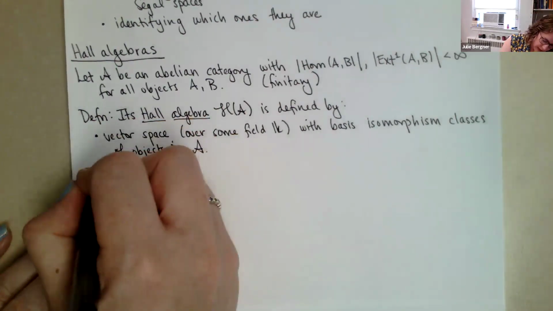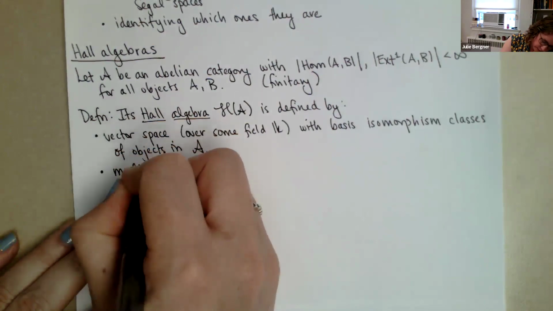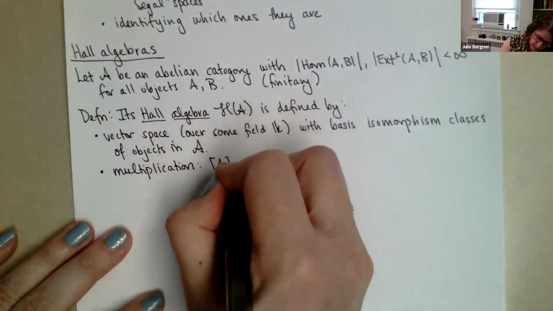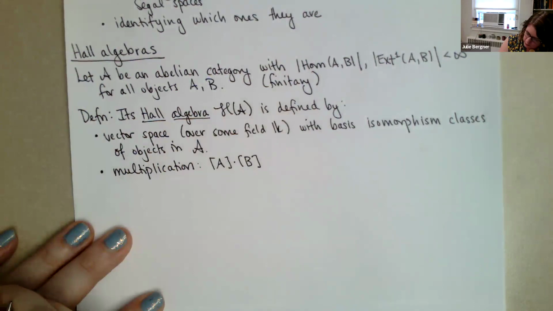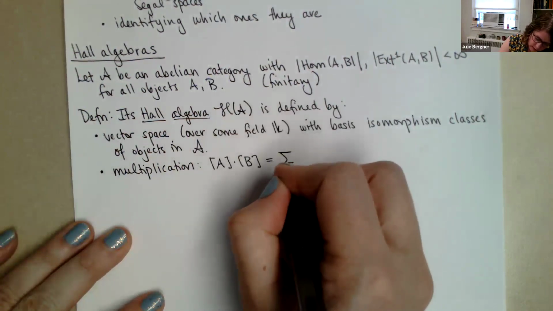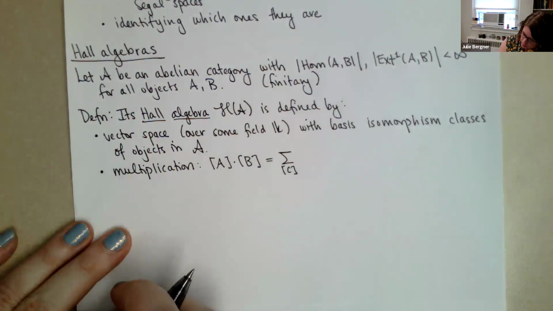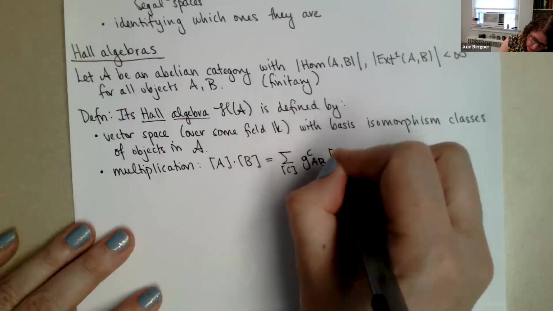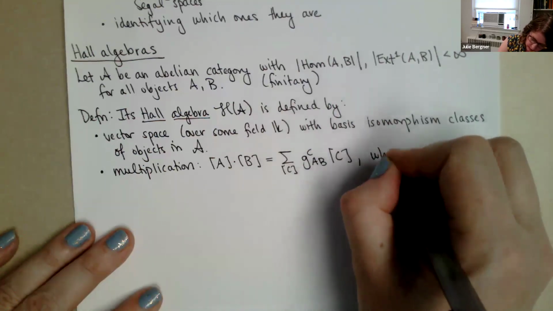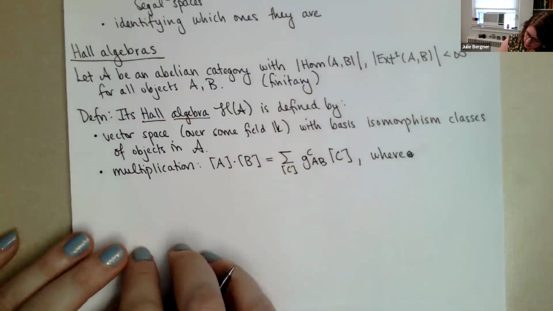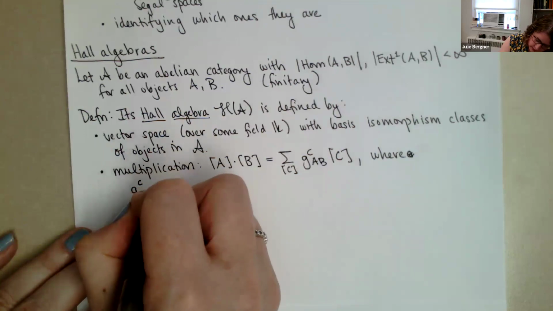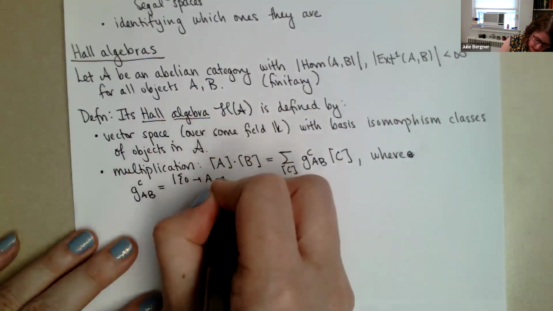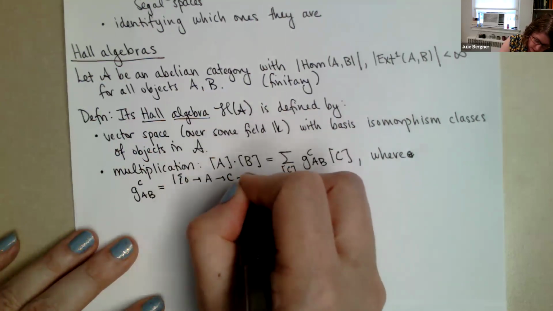All right, and then we need a multiplication. And so if we have an isomorphism class A and we want to multiply that by an isomorphism class B, this is going to be a sum over all possible isomorphism classes C of, well, C, but then we have some coefficient G_C^{AB}. And this is usually called a Hall coefficient. And what this is doing is, roughly speaking, counting the short exact sequences or the extensions of A by B.